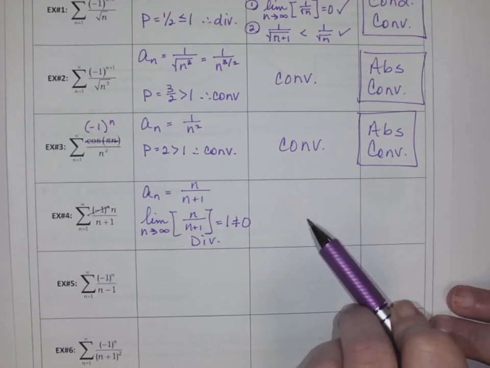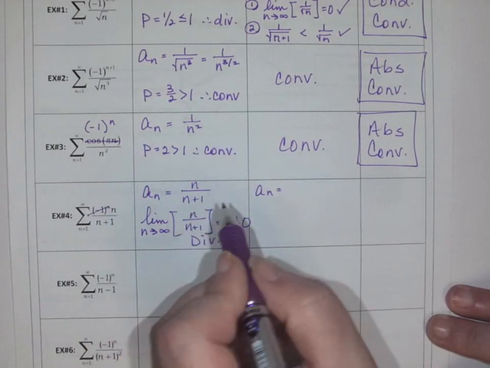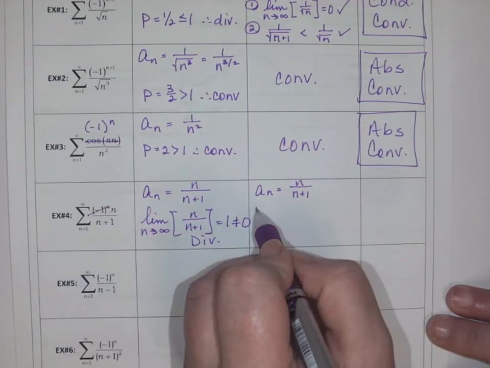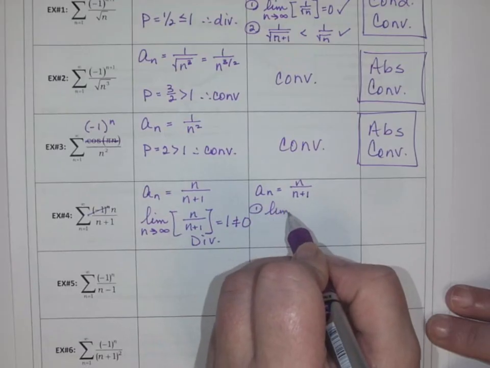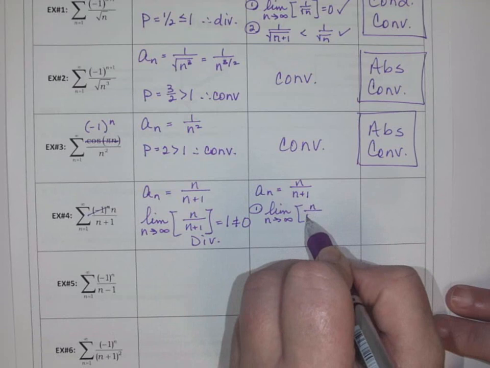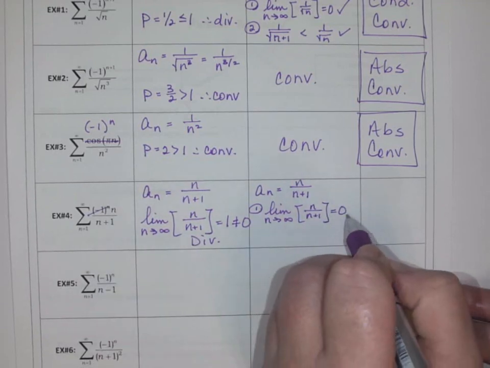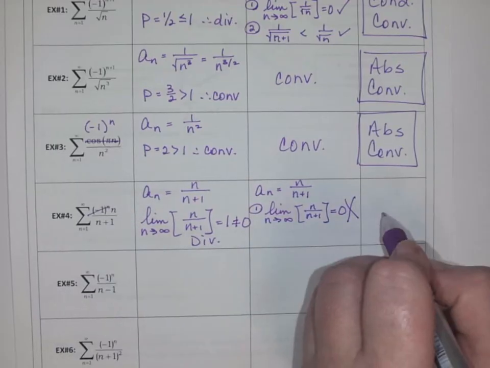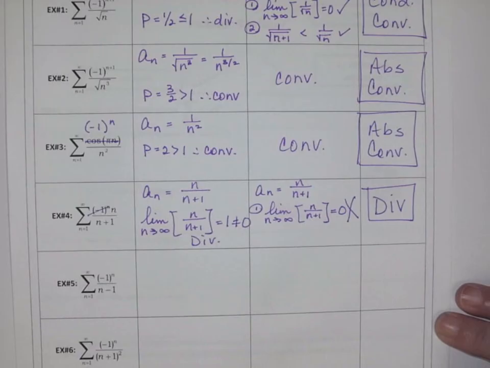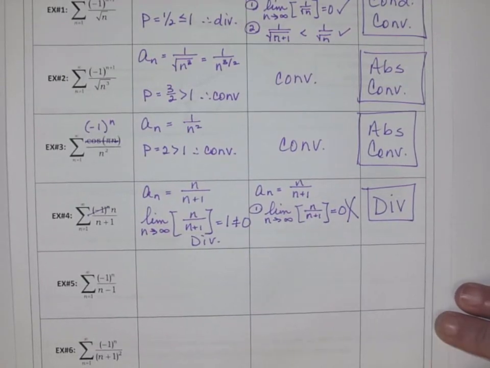Now, when we come over here, this guy is going to fail the alternating series test as well, because if we're looking at n over n plus 1, the first condition is the limit as n goes to infinity of n over n plus 1, and we need that to equal 0, which it does not. So that means it failed both, so we say it diverges. If it fails both of these, then it's a divergent series.